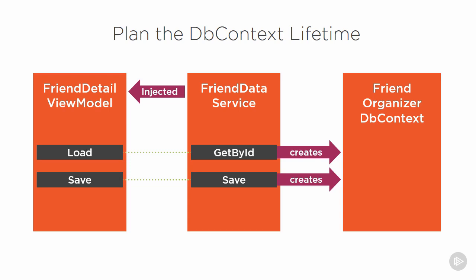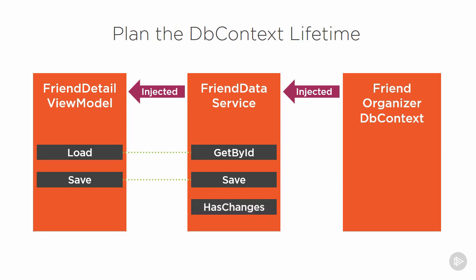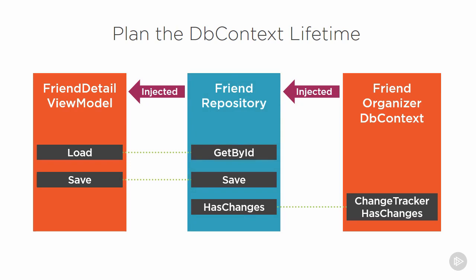We don't create the Friend Organizer DB context multiple times here. Instead, we just inject it into the Friend Data Service's constructor. That means the Friend Data Service has a single Friend Organizer DB context instance. This allows us to create a hasChanges method in the Friend Data Service that just calls the hasChanges method of the change tracker of the DB context. As the Friend Data Service is using now the same DB context instance across its methods, it's now a stateful service. That state is the reason why I want to rename the Friend Data Service to Friend Repository. The name Friend Repository makes it more clear that this object is stateful.